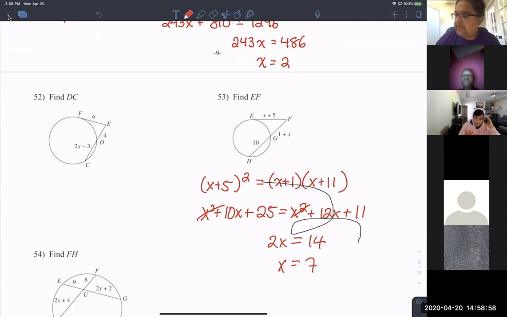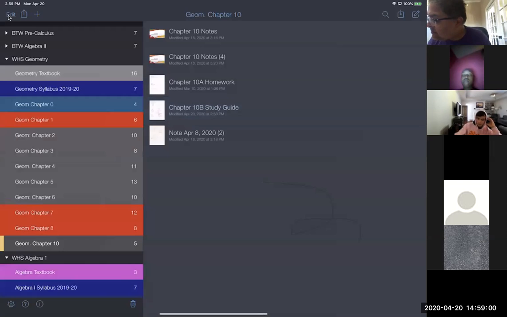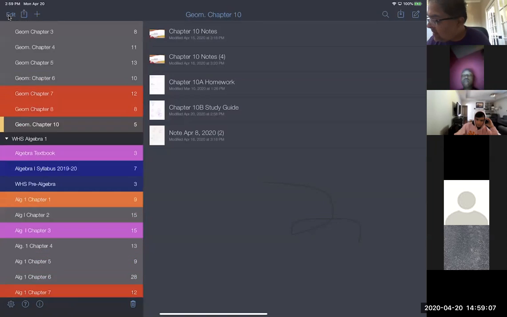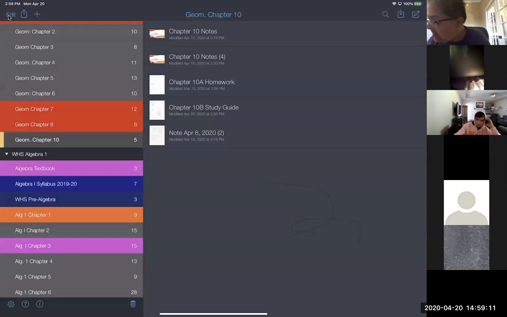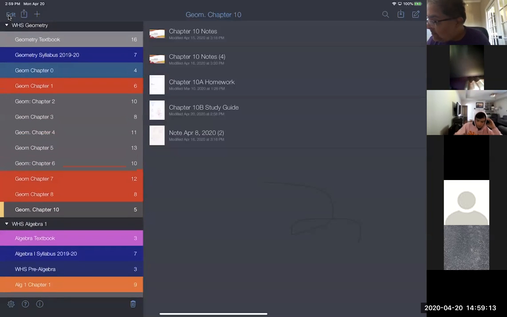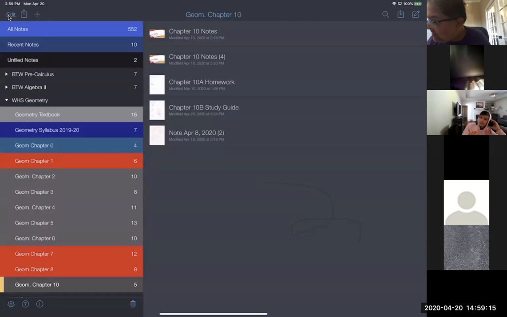All right, so let's look at those files, by the way. Let's look at the area of a triangle and stuff. Let me figure out where I put it.